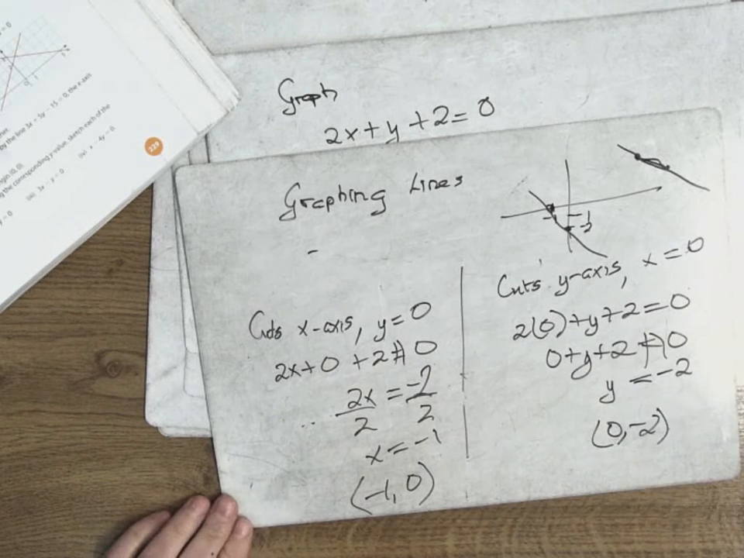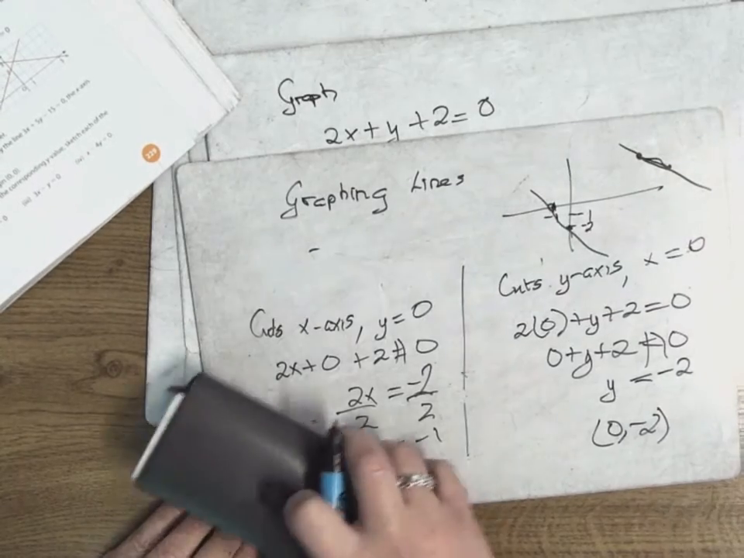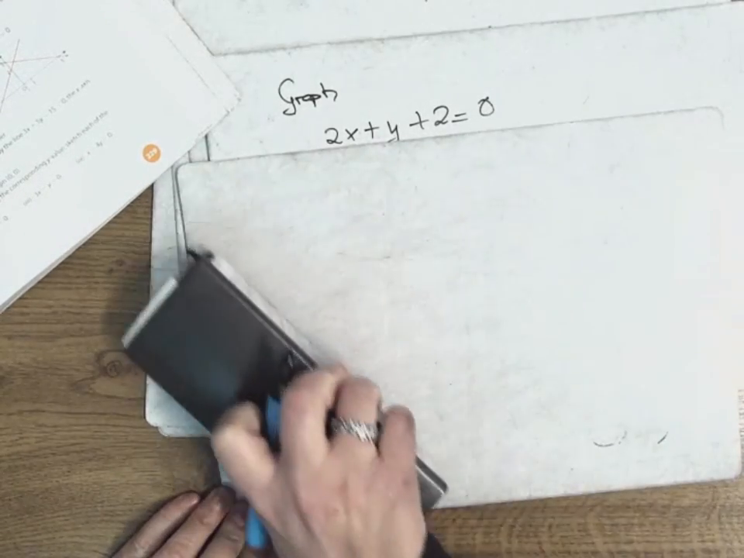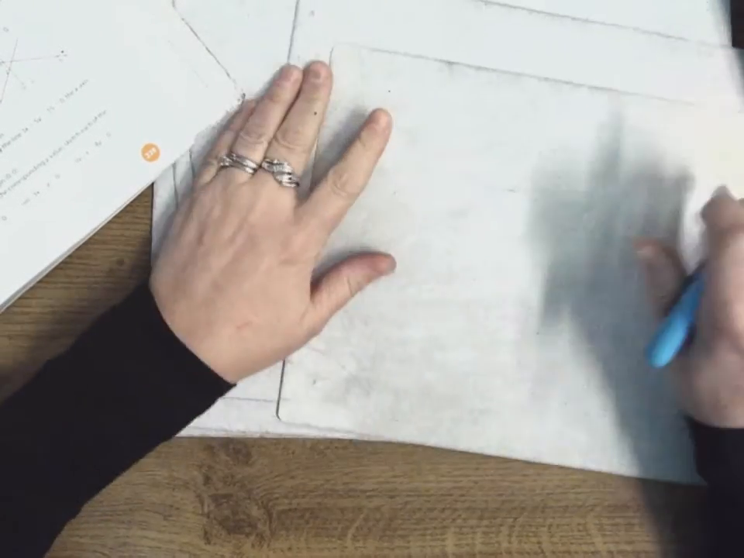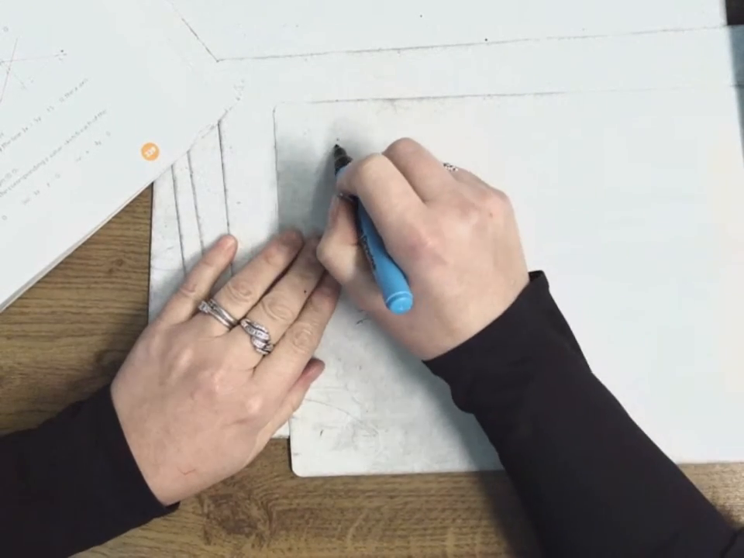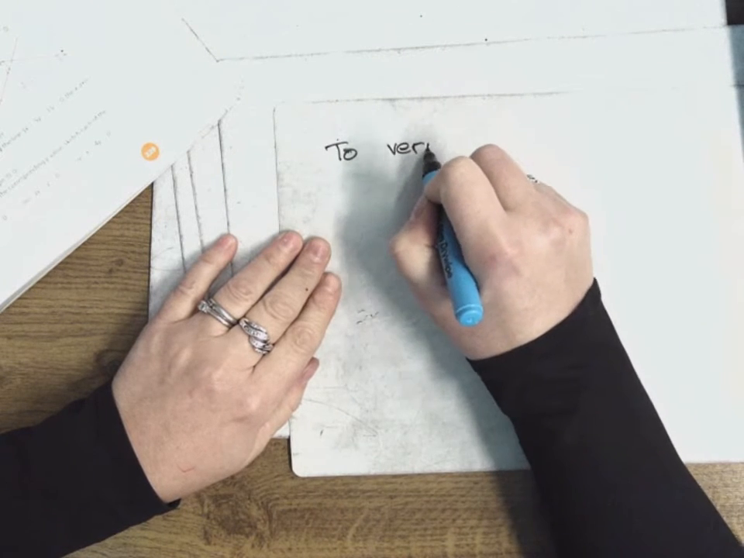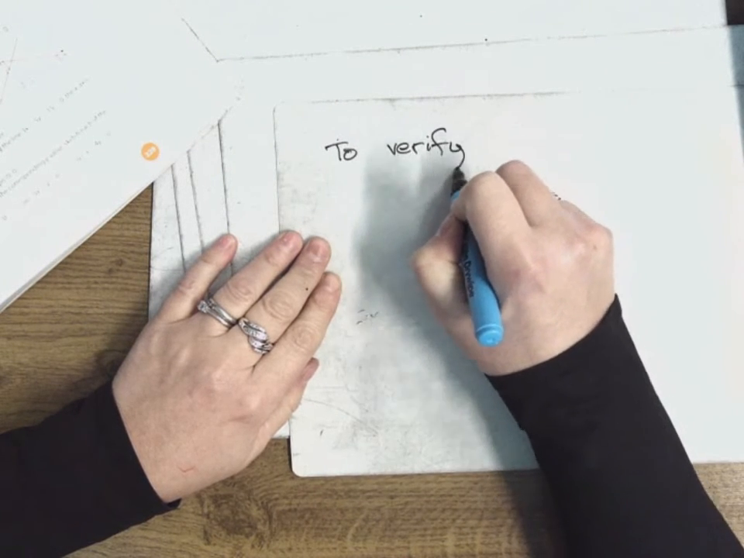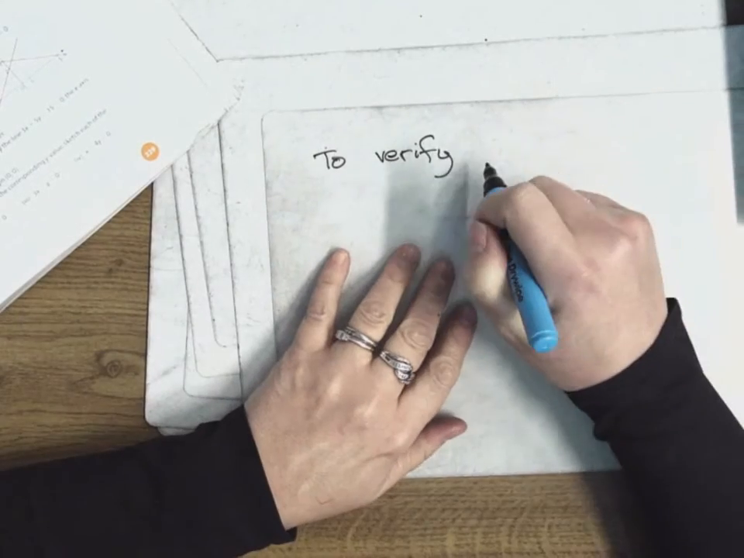Right, are we okay with graphing lines? There's other bits in there, but if you can do that, I'm happy. The next thing I want to do is to prove a point is on a line, or to verify. You know that word verify? What does verify mean? It means it is true, you just have to prove it's true.